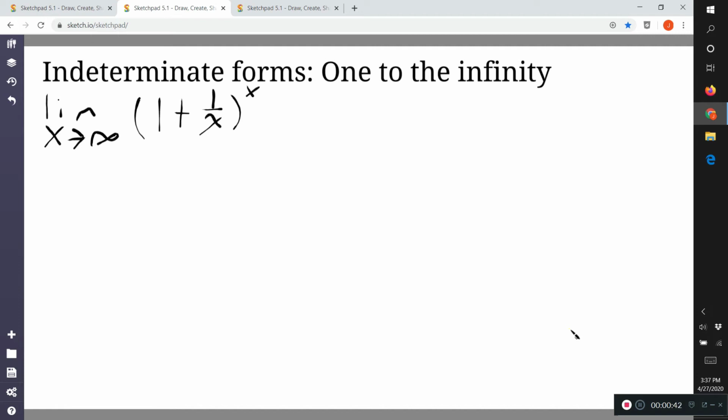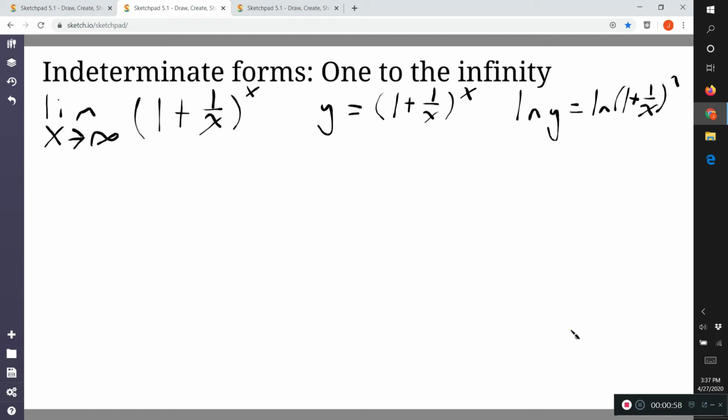So if we allow y to equal the quantity 1 plus 1 over x to the x power, we can apply natural logs to both sides and get the natural log of y is equal to the natural log of 1 plus 1 over x to the x power. And we can use the trick there, x times natural log of 1 plus 1 over x.